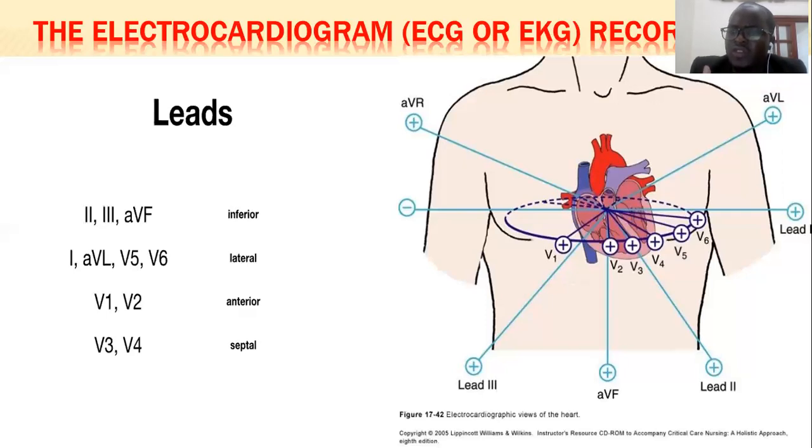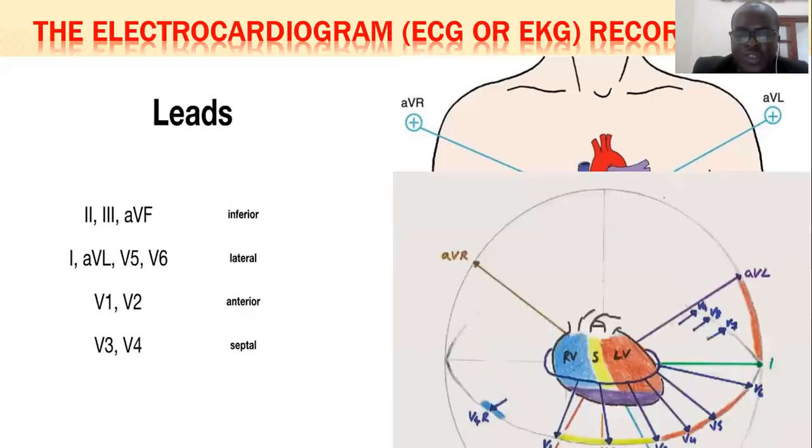So if you have abnormal results on AVL, lead 1, V6, and V5, then you know that the lateral aspect of the heart is not performing well. Then you'll be more concerned with the left ventricle. It could be due to infarction of the left ventricle, myocardial infarction. And if you're looking at lead 2, AVF, and lead 3, then you're looking at the inferior aspect of the heart. So that's how you come up with those diagnoses.